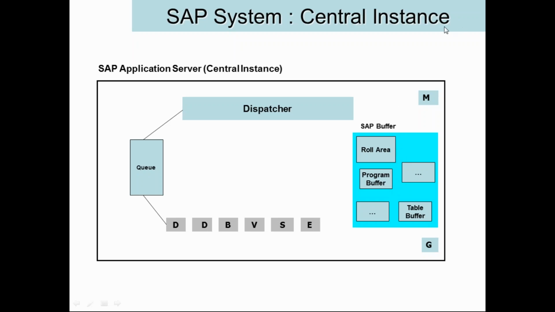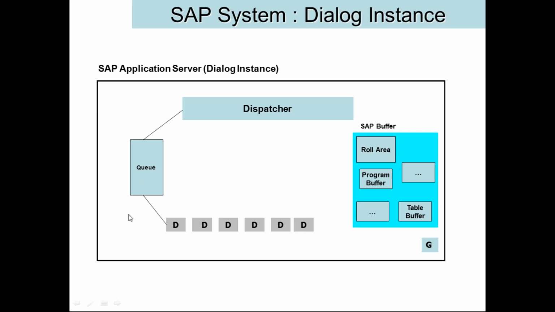Now you want to go to the dialogue instance. In a dialogue instance, how many work processes are available? Only 5. Sir, the diagram is wrong. Only 5 are there: 2 for dialogue, 1 for background, 1 for spool, 1 for enqueue, 1 for update. Except message server and gateway, everything else is available in the dialogue instance.